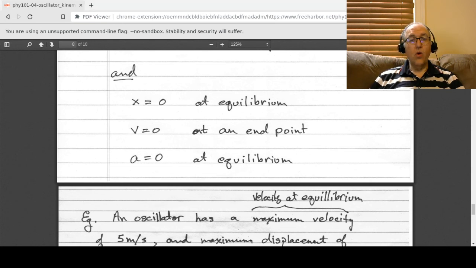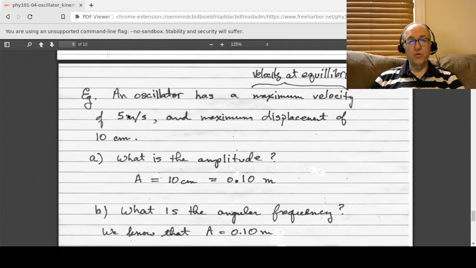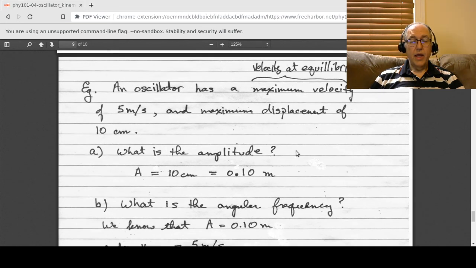So having said that, let's just jump into one of our problems here. Here we have an example. An oscillator has a maximum velocity of 5 meters per second and a maximum displacement of 10 centimeters. So there's the situation. I just set that up for you, and take a look at how I worded this. I say an oscillator has a maximum velocity of 5 meters per second.